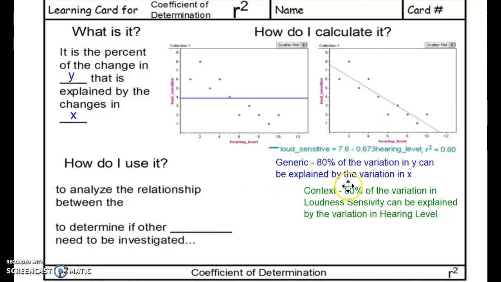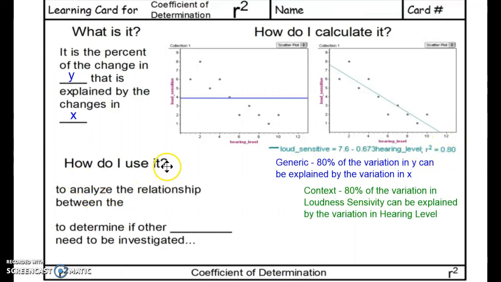So to say that again, 80% of the variation in loudness sensitivity can be explained by the variation in hearing level. We know that hearing level is not the only variable that has an effect on this loudness sensitivity, but based on the scatter plot, how much of the variation in loudness sensitivity is explained by the variation in hearing level? 80% of it, R squared.